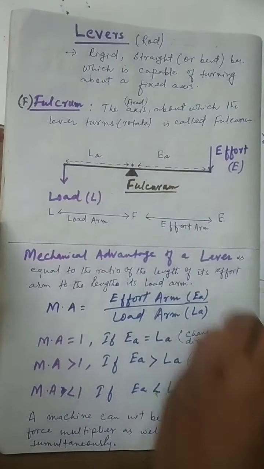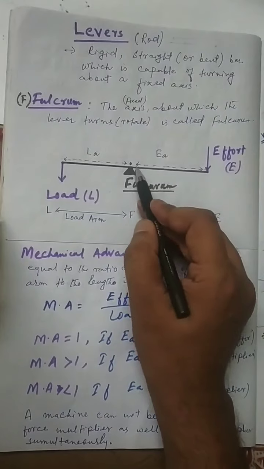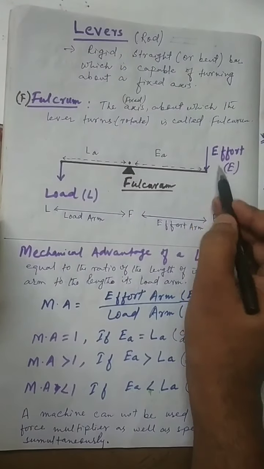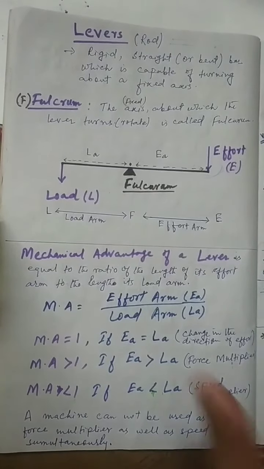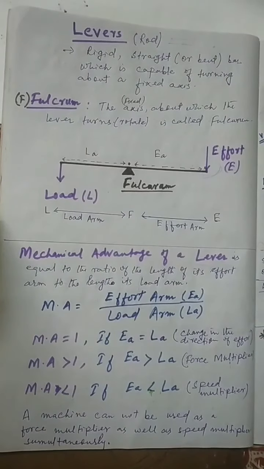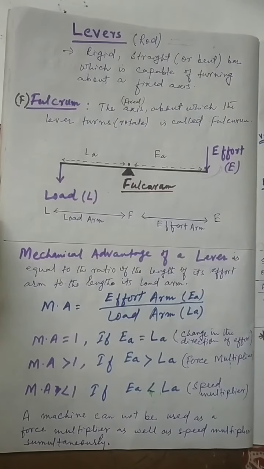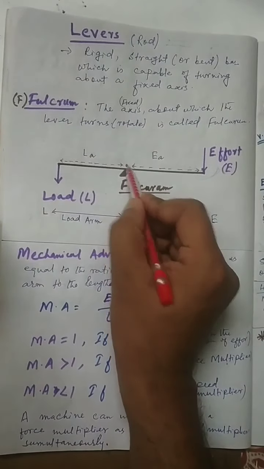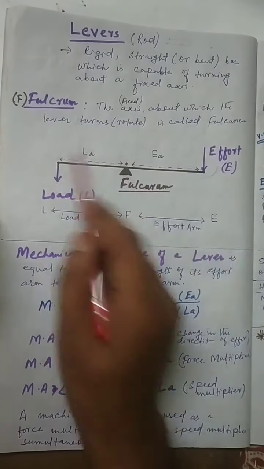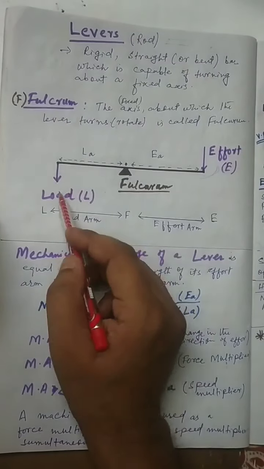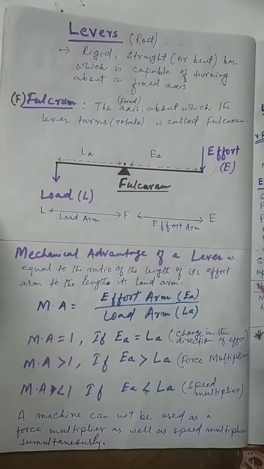Okay. Now, if you put a load here and the fulcrum, and on this side we are using effort, so this is the simple lever. Now here are some terms we need to remember. This is the fulcrum we put in the middle, between the load and effort. One side is the load, another side is the effort.